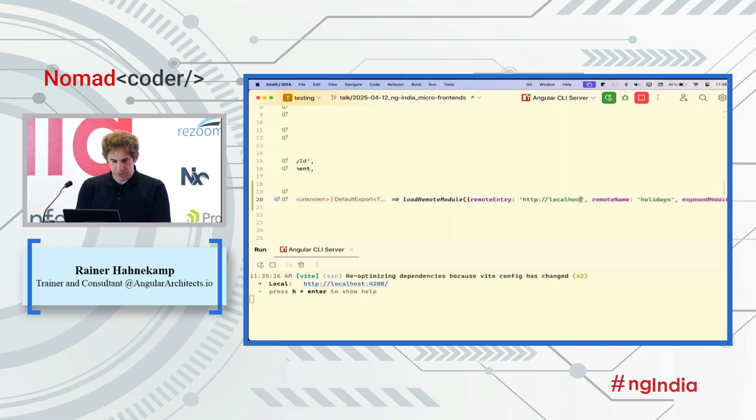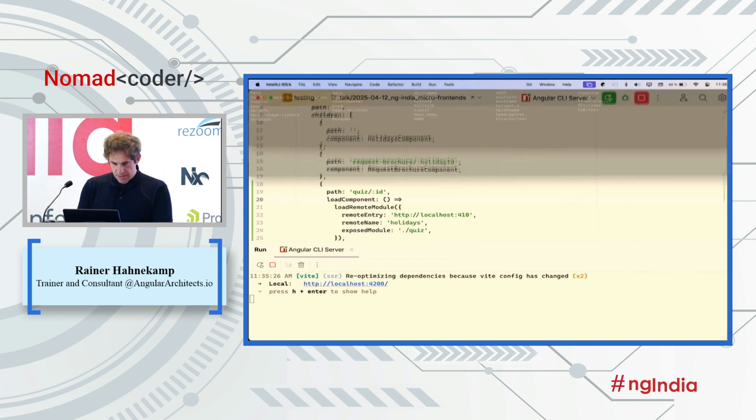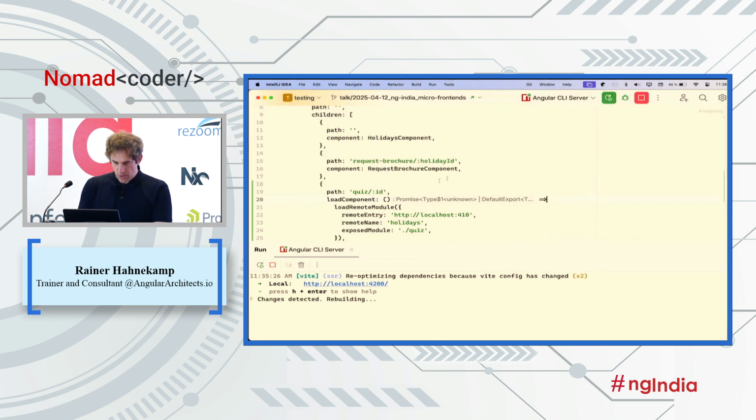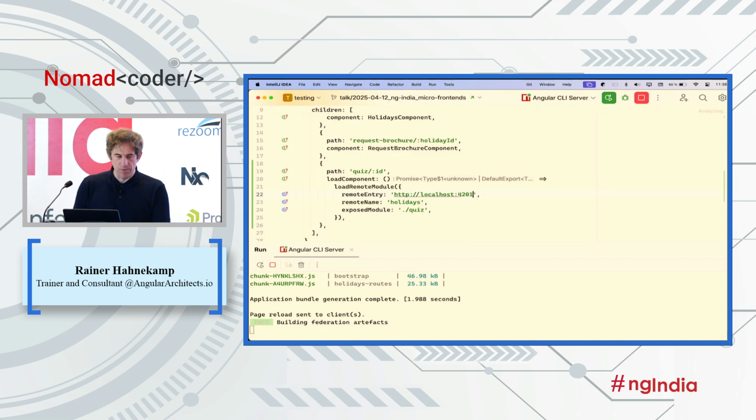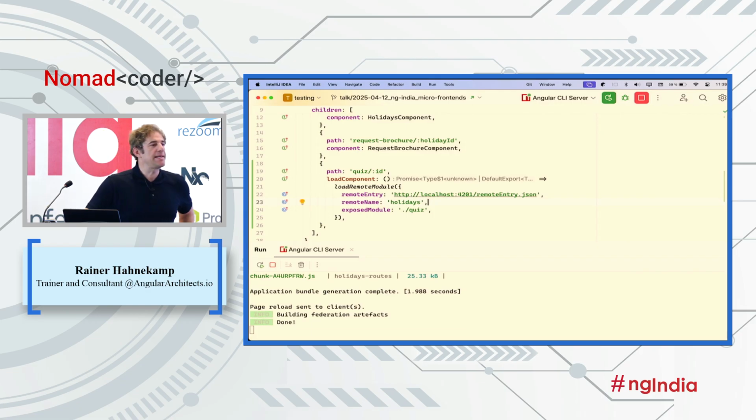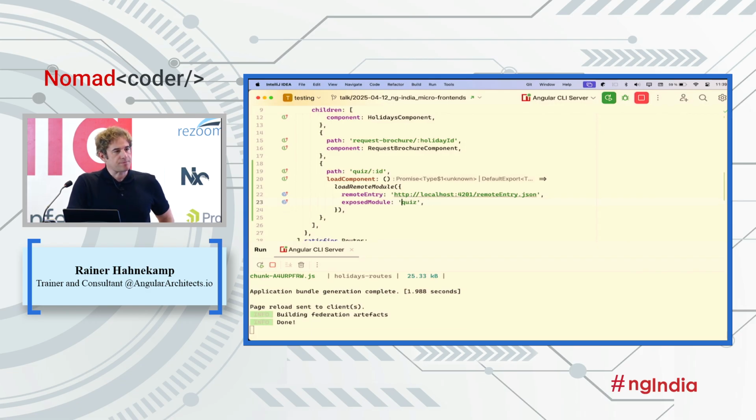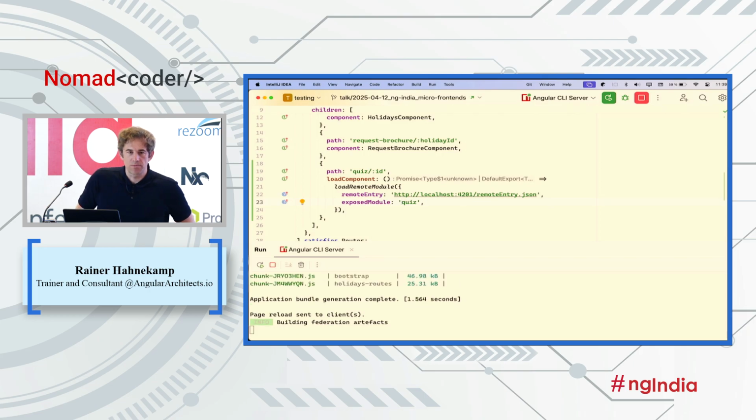Localhost:4200/remoteEntry.json. We will look at that file later. And I say the exposed module is the quiz. So it's like lazy loading modules, but just with a special command. I also need to do a small change here.